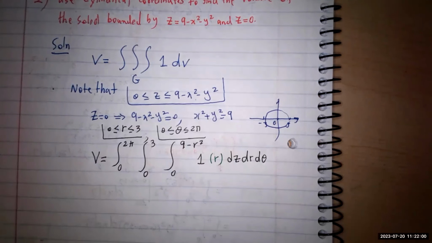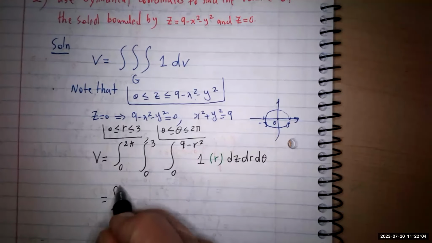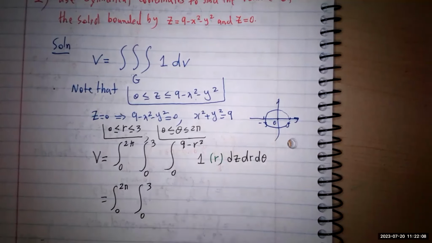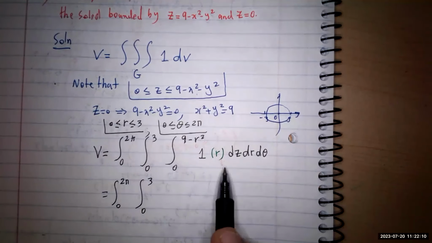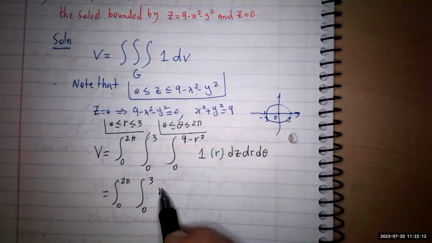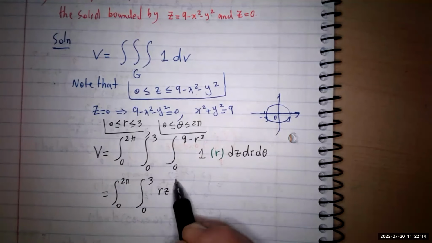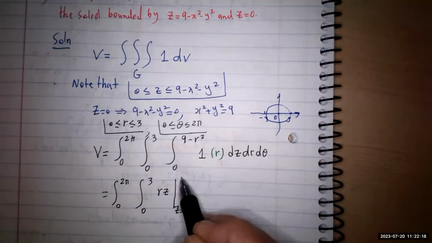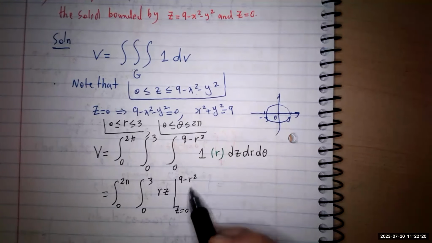Now start integrating with respect to z, which is going to be easy. It's going to be 0 to 2 pi, 0 to 3. The integral of r dz is rz, with z going from 0 to 9 minus r squared. Then we have dr d theta.